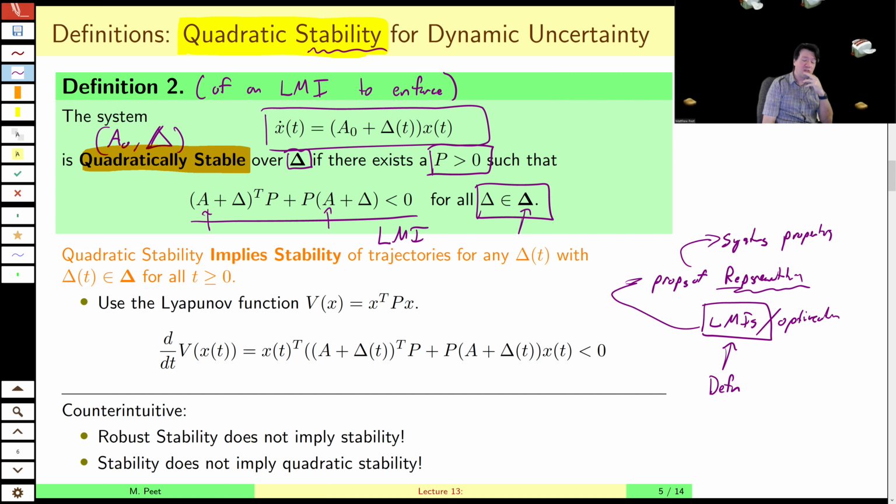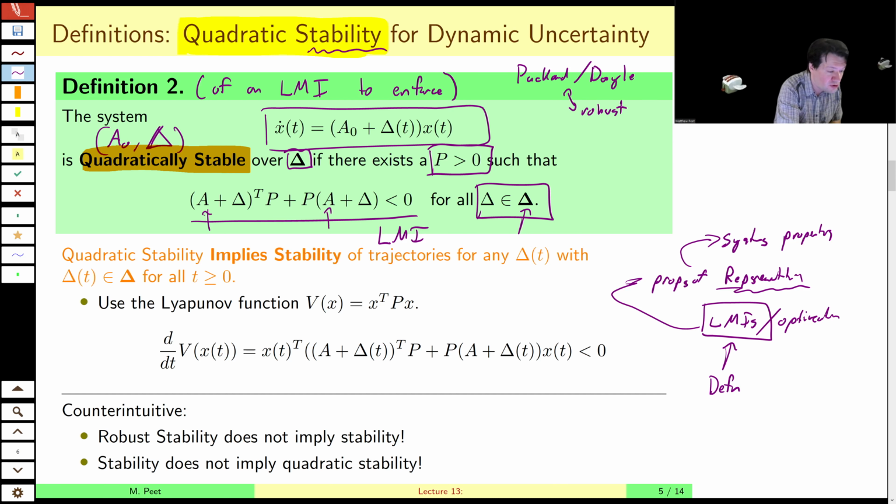Well, there are certain sets. There's actually a very important paper by Packard and Doyle where quadratic stability is shown to be equivalent, in certain circumstances and for unstructured uncertainty, to stability, right? Robust stability in particular. For a certain special case. Here I'll just use RS. In a special case. I don't want to say that's true in general.